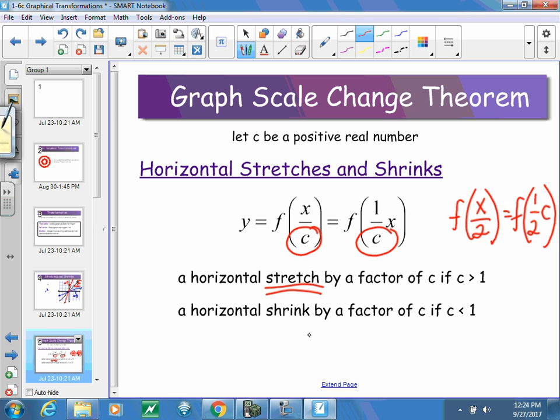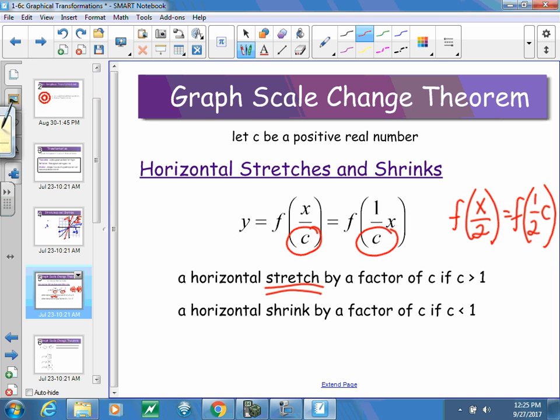If we wanted to shrink something by a factor of c, we'd want that value of c to be less than 1. So here we could put in something like 1/2. So f of x divided by 1/2. Realize that when you divide by a fraction, you multiply by the reciprocal, so you get f of 2x. The same thing would happen over on the other side here. 1 divided by 1/2 would give us 2, and then we'd have 2x.